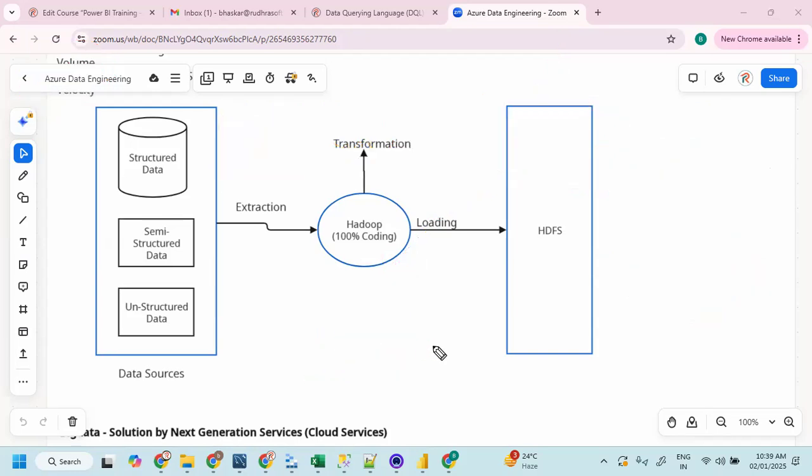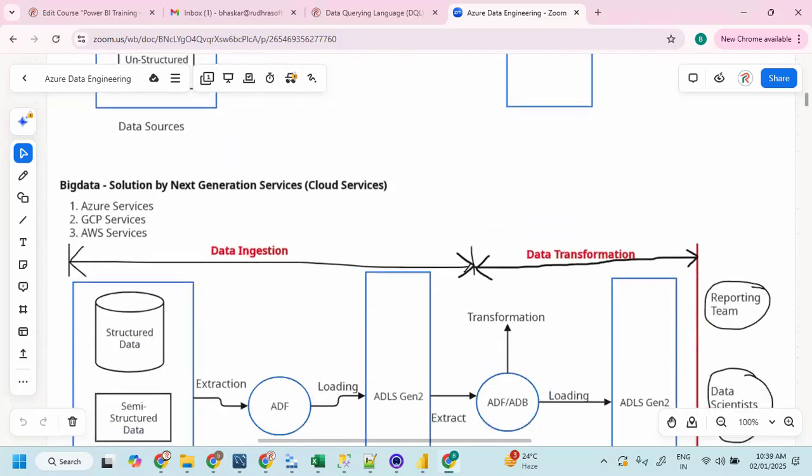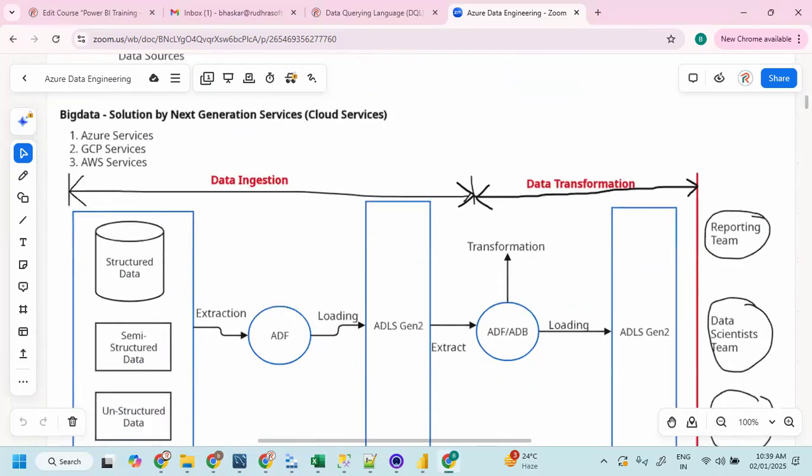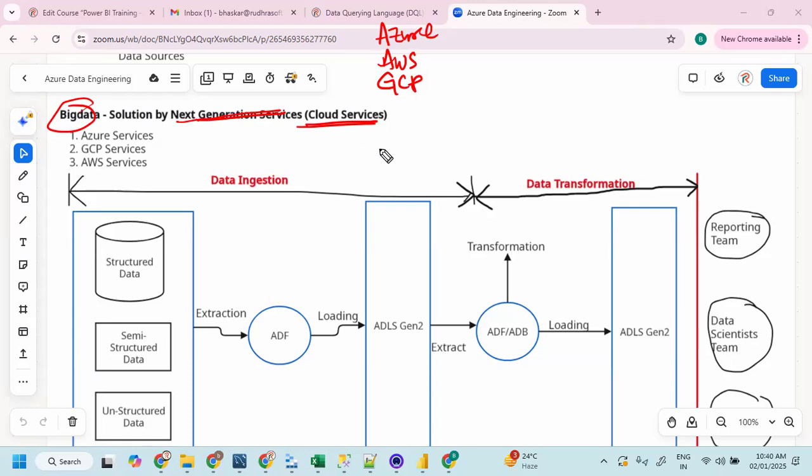And parallelly, many people started providing solutions from different places. Microsoft also started providing a solution for your big data, with the next generation services, or we can say cloud services. From Azure, they are providing services to provide the solution for your big data. From AWS also, they are trying to provide a solution for big data. And GCP also started providing solutions for big data.